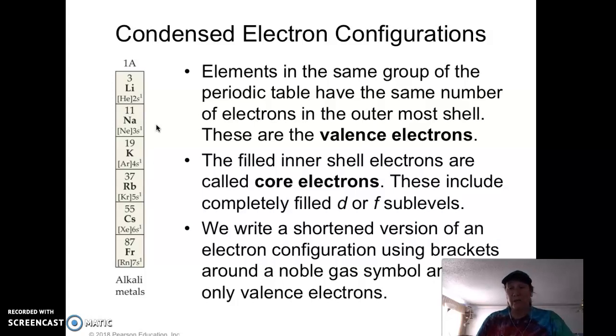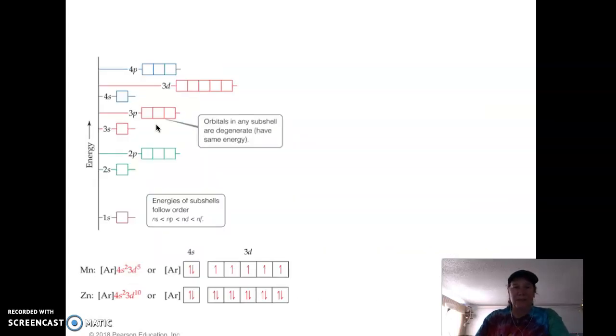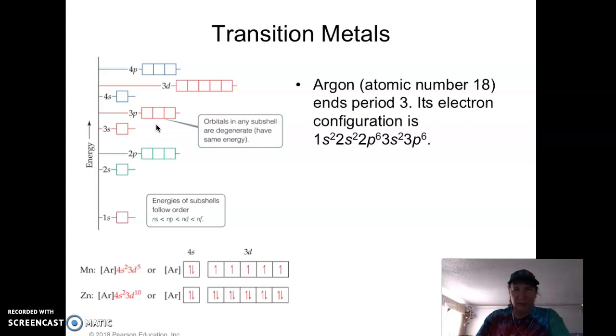Then you have the electron configuration. Then you have the condensed, or what I call the noble gas. And then they also have a dot one, but all of them are based on each other, and they get less and less complicated as you move down the line. Okay, here's one for the transition metals.